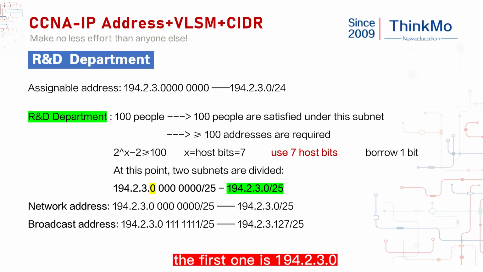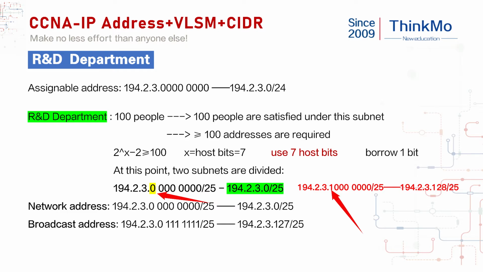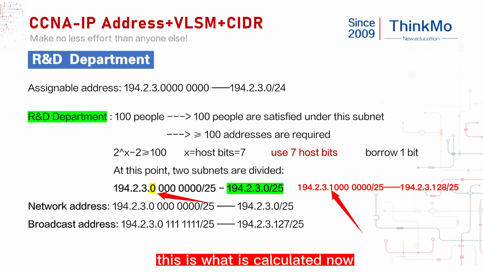I'll just tell you one of the above. The first one is 194.2.3.0. Don't look before, just look at the one behind. Originally this bit was 0. Now divide 1 more, then this one is 1. This is the one that was borrowed. Then for the subnet, except for the one you borrowed, the last 7 bits are the host bits, all set to 0. This is what is calculated now. The above calculation should be 0.0. This one below is 0.128. That is 194.2.3.0. The mask is 25 bits.